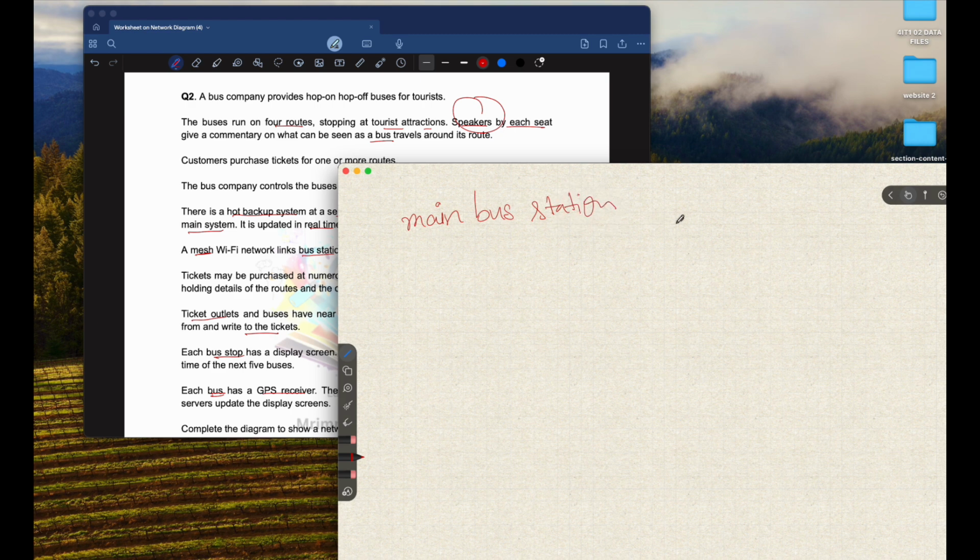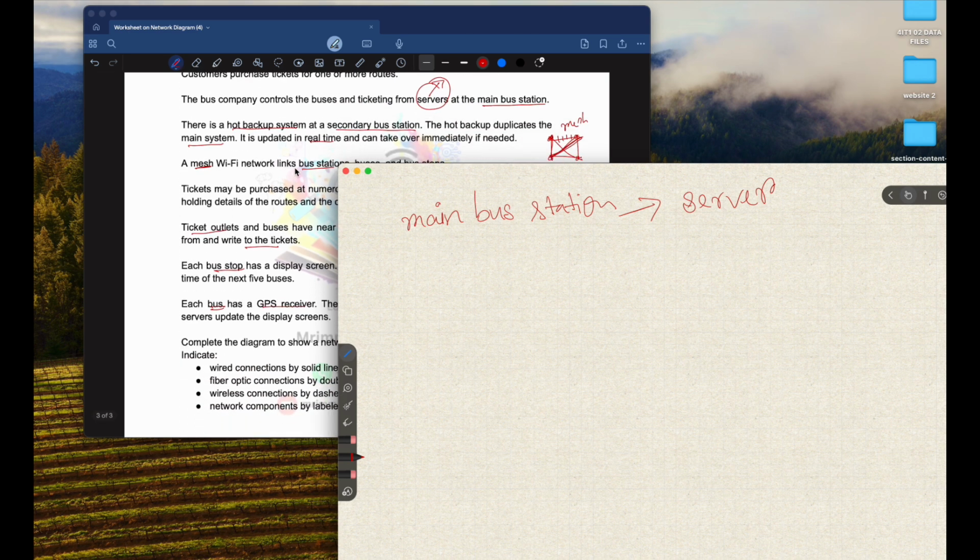Because there is no diagram there with this question, that's what we have to think. There is a main bus station, and then they say that there is a server. Then they say that the hot backup system is at a secondary bus station. That means they have a secondary bus station as well, and there they also have a server which duplicates the data from the main server.